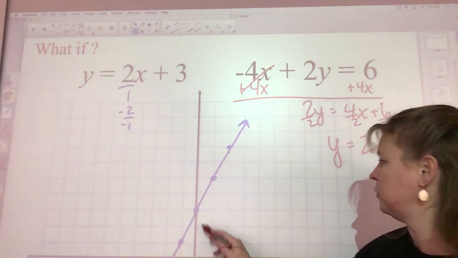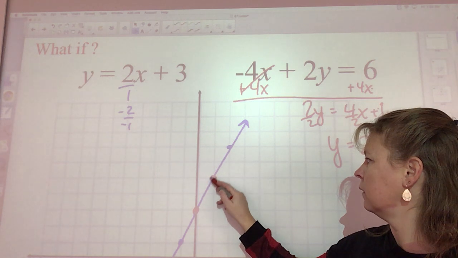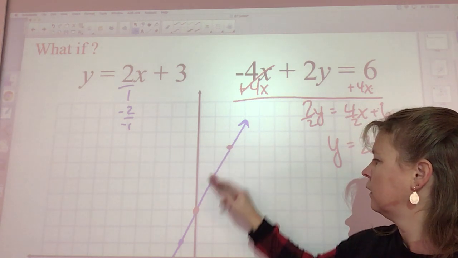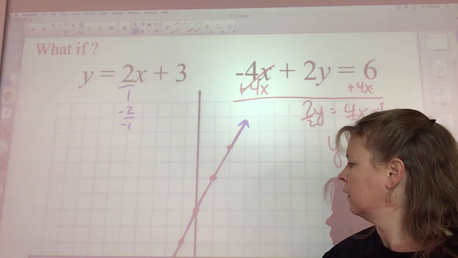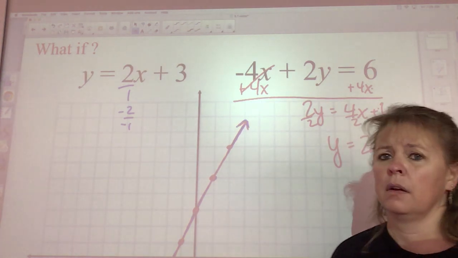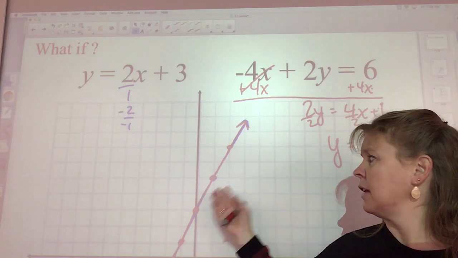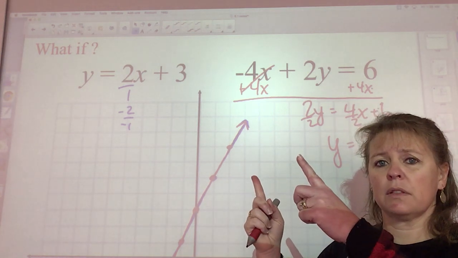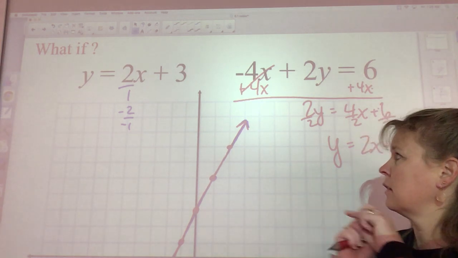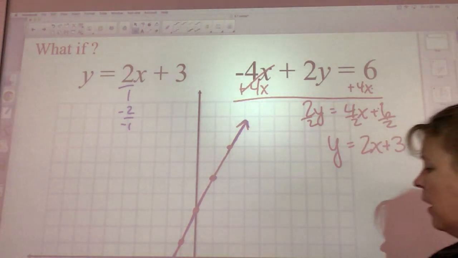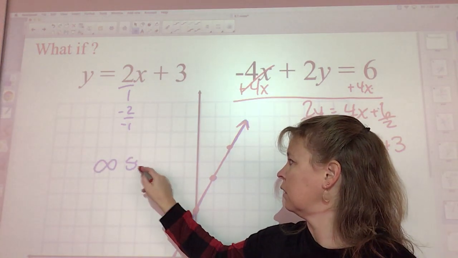Up 3. Up 2 over 1. Up 2 over 1. Down 2 left 1. That's exactly the opposite of no solution. Instead of saying, no, they're never going to touch, we don't have a solution, now you're saying they're touching all the time. Everything is a solution to this problem. It all works no matter what, which means we have an infinite solution.